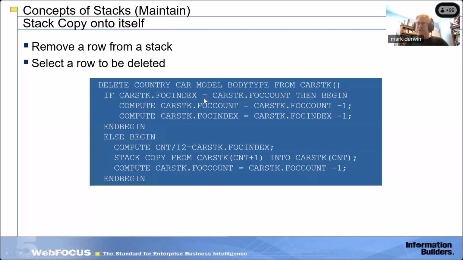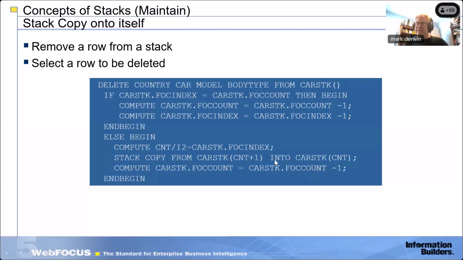What if the selected row is somewhere in the middle of my stack? Well, this is a really cute little technique. We set a variable to the selected row, and then we do a stack copy, which is a for all copy from carstack.count+1 into carstack.subcount.